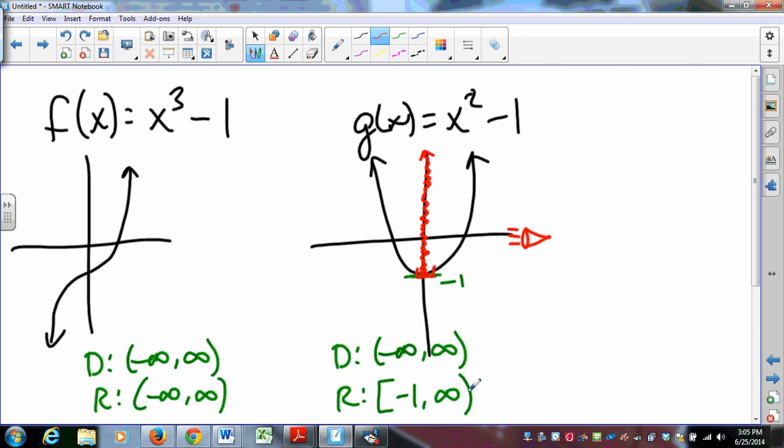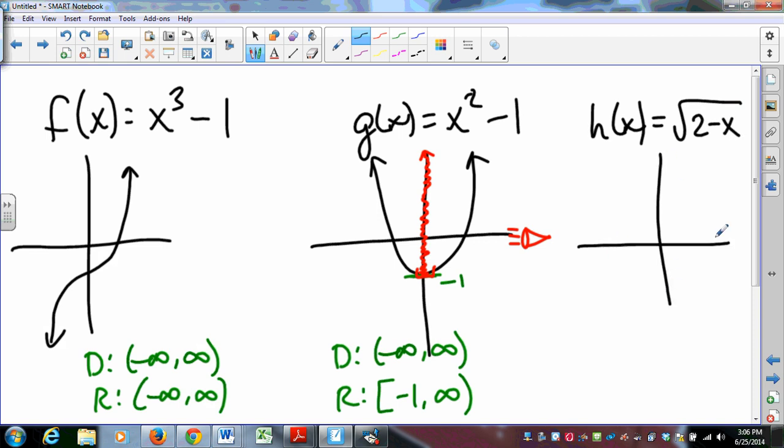You can similarly think about domain in those terms, because what if we have some kind of radical function, and I take my calculator and I graph the thing and I find out that it looks like this?